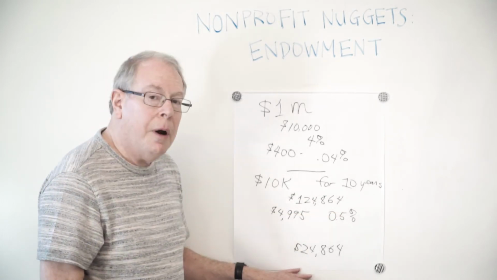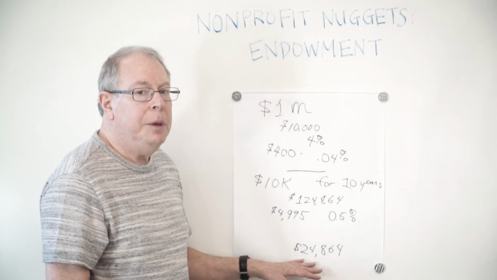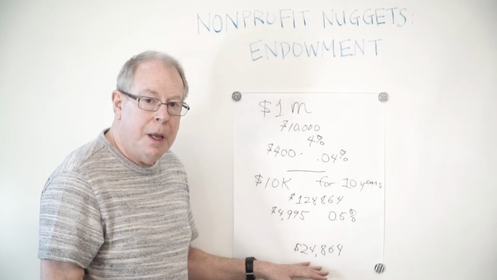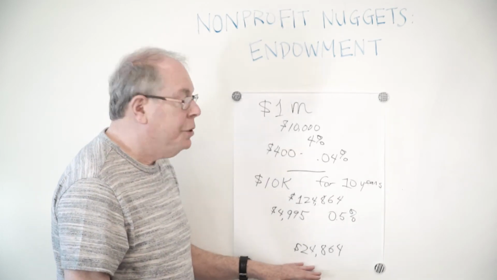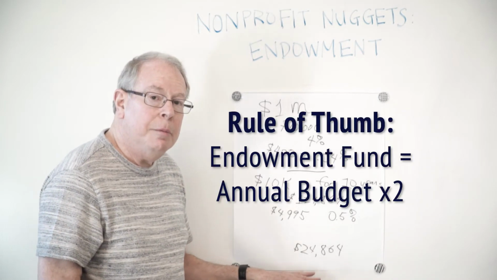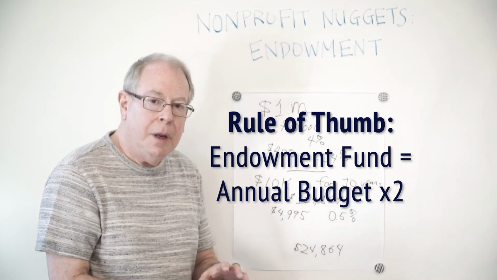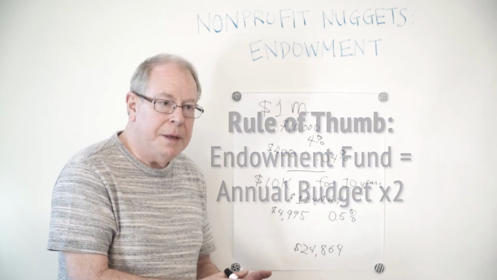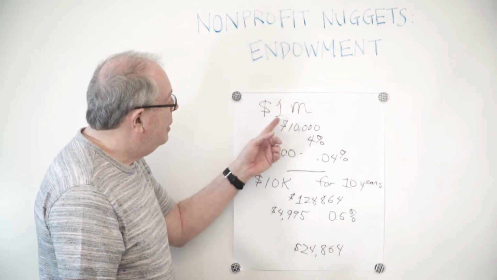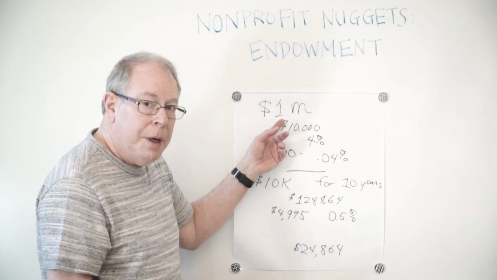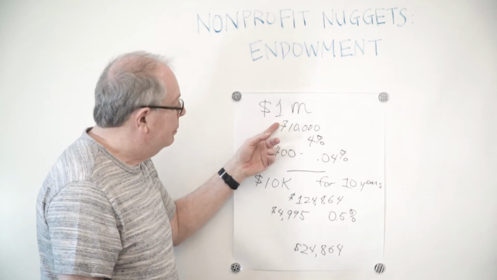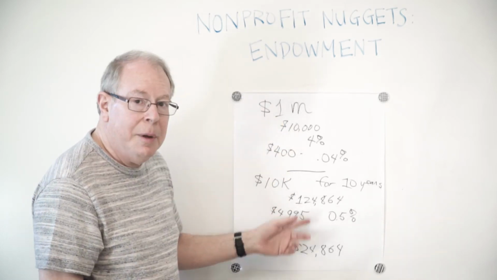Now, the argument so far, the math basically says it would be very rare for a small organization bringing in small donations compared to its budget to make an endowment fund useful. The rule of thumb is that for an endowment fund to be useful, you need twice as much in the endowment fund as you have in the annual budget. That's clearly just a rule of thumb. It can be more, it can be less. It's a good starting place. So what that means is for this organization that has an annual budget of $1 million, you'd need $2 million in endowment. That's not likely to happen in this scenario.